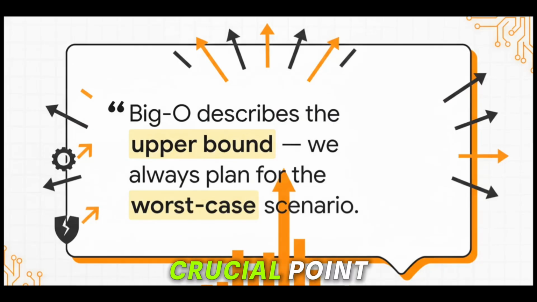Now here's a really crucial point. Big O isn't about the best case, like finding the book right at the entrance. It's not even about the average case. Big O is all about planning for the worst case scenario. Why? Because as engineers, our job is to build things that don't fall apart when they're under stress. We have to plan for the toughest possible situation.